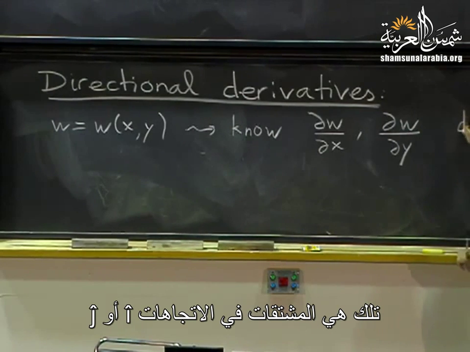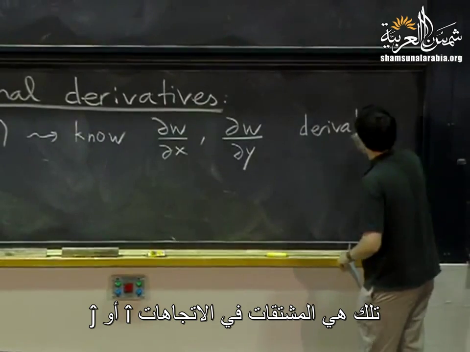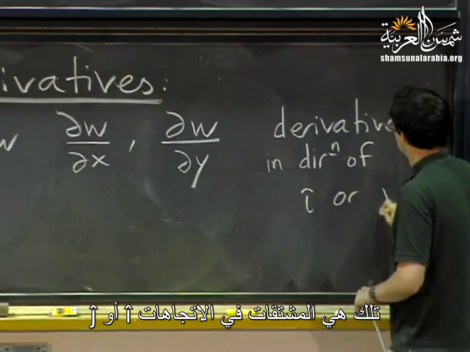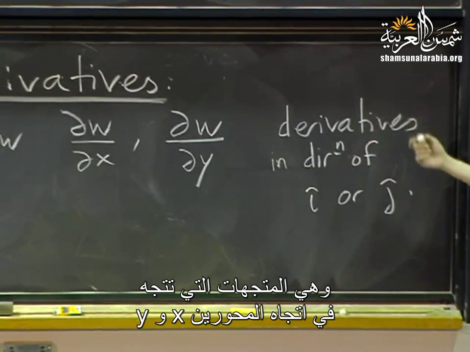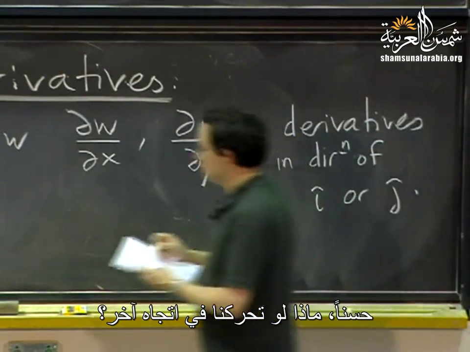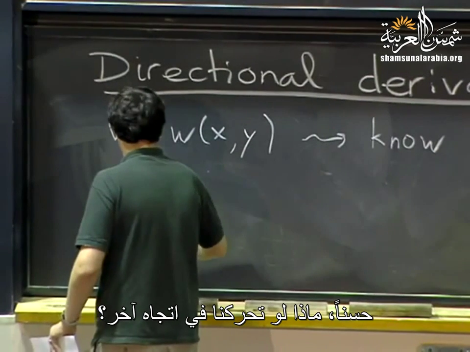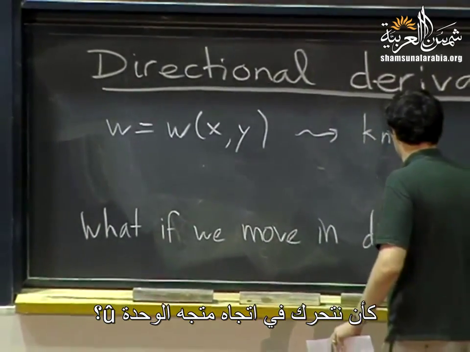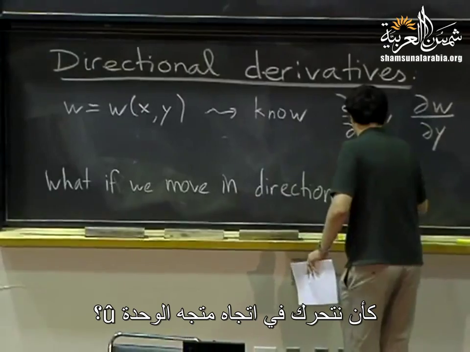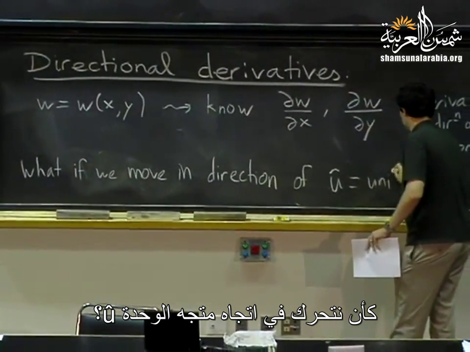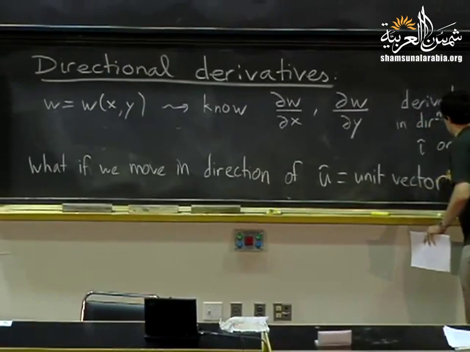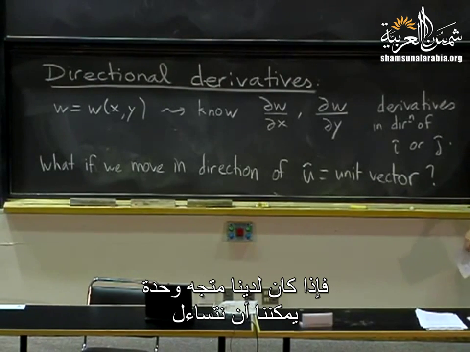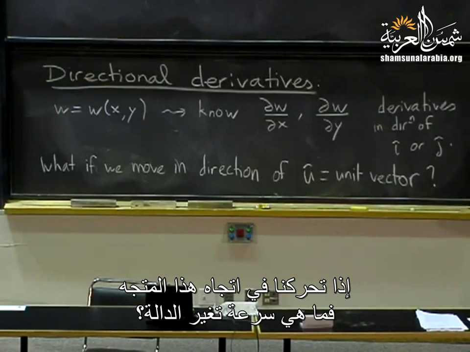So these are derivatives in the direction of i hat or j hat, the vectors that go along the x or the y-axis. What if we move in another direction, let's say in the direction of some unit vector? Let's call it u. If I give you a unit vector, you can ask yourself, if I move in that direction, how quickly will my function change?